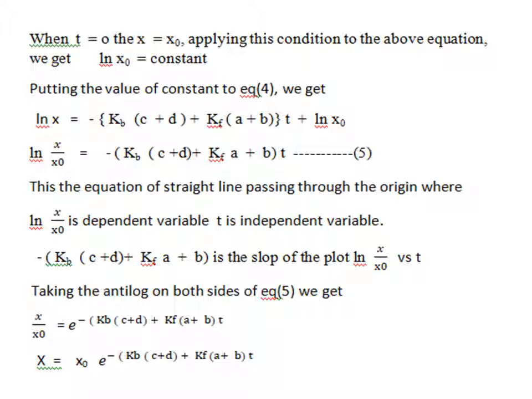Taking the antilog of equation 5, we will get x over x naught is equal to e raised to the power minus kb into c plus d plus kf into a plus b into t, or x is equal to x naught e to the power minus kb into c plus d plus kf into a plus b into t.